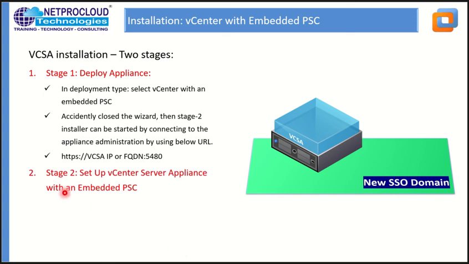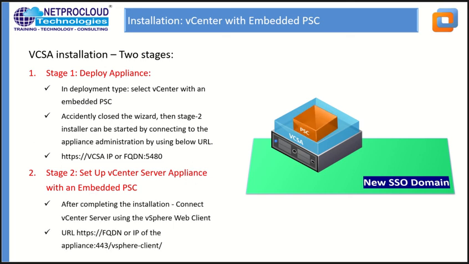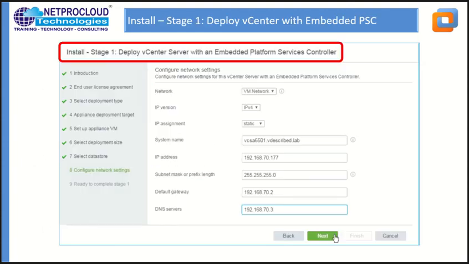Now talking about the second stage, it is the setup vCenter Server Appliance with an embedded PSC. After the completion of this installation, now we have to access the vCenter. For that, we have to provide the fully qualified domain name or the IP address of the appliance:443/vsphere-client. In this way, we can access the vCenter.